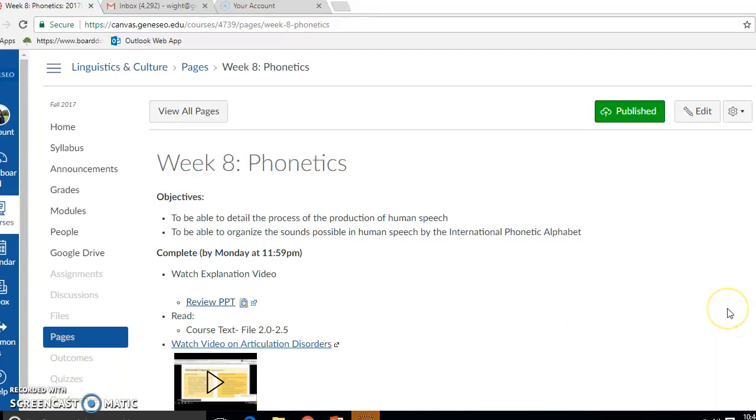This week we're going to begin our exploration of language structures and linguistic analysis. So we're going to start with phonetics. And phonetics is really the process of the production of human speech and the organization of the sounds that are possible in human speech. And we use the International Phonetic Alphabet to do this.